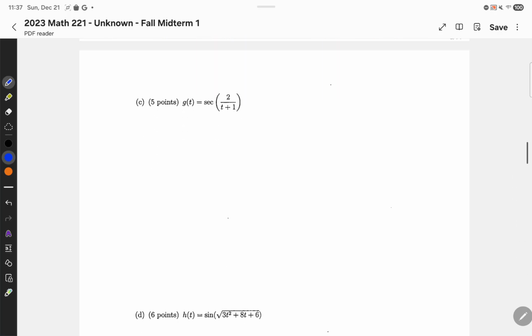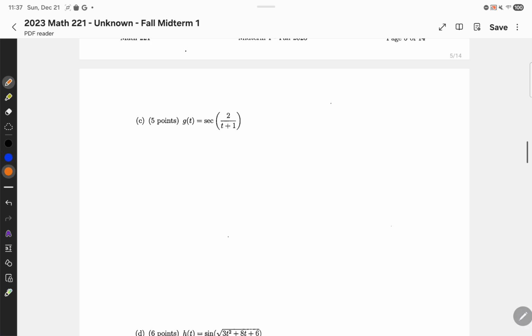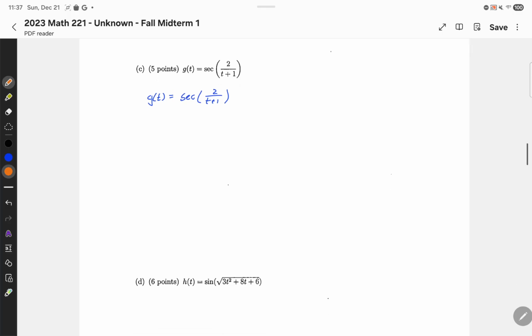Moving on to part C. This is going to be a bit of u substitution, which we can tell because we have kind of a weird function inside of another function. So let's go ahead and write this out. We have g of t is equal to secant of 2 over t plus 1. So let's go ahead and write this all out.